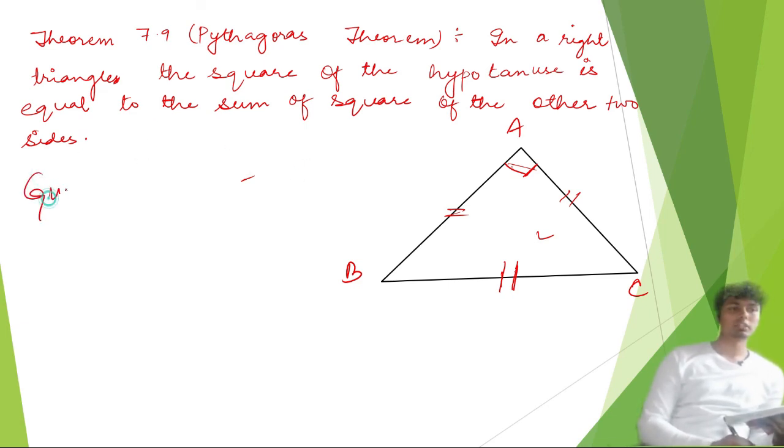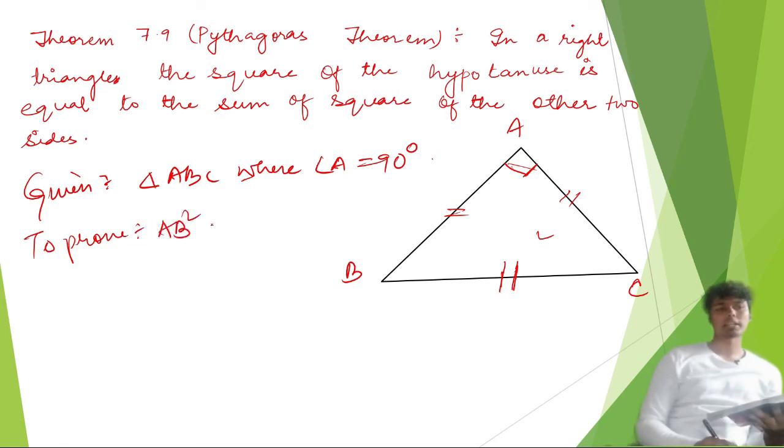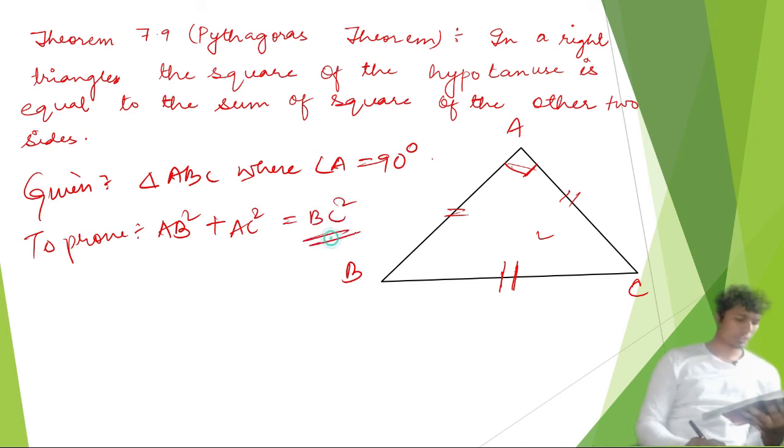So, given triangle ABC where angle A is equal to 90 degrees. What do we need to prove? We need to prove that AB square plus AC square is equal to BC square. We need to prove this one.